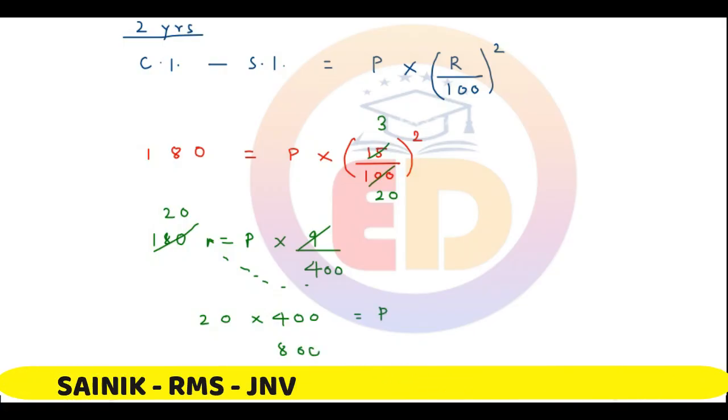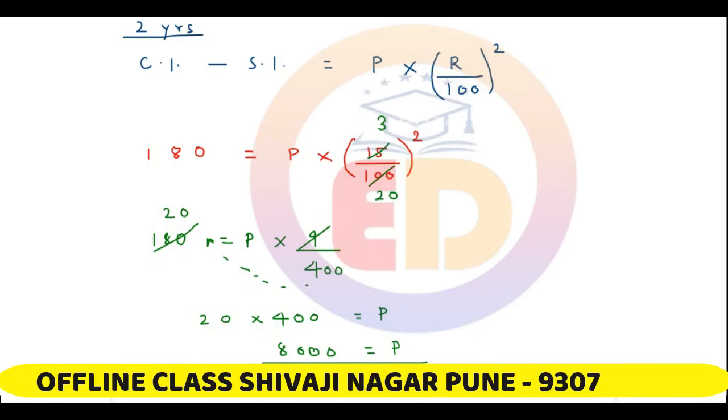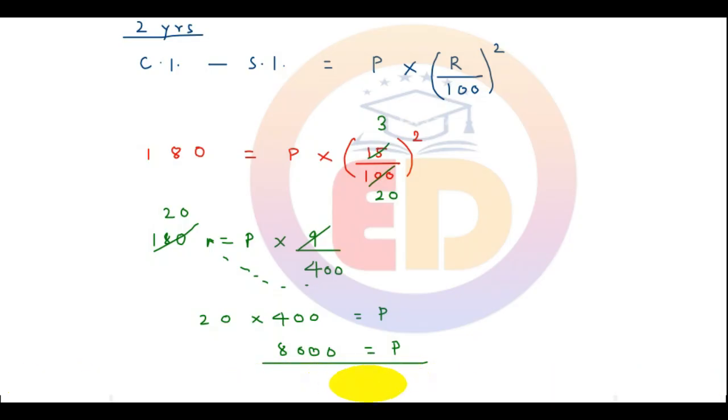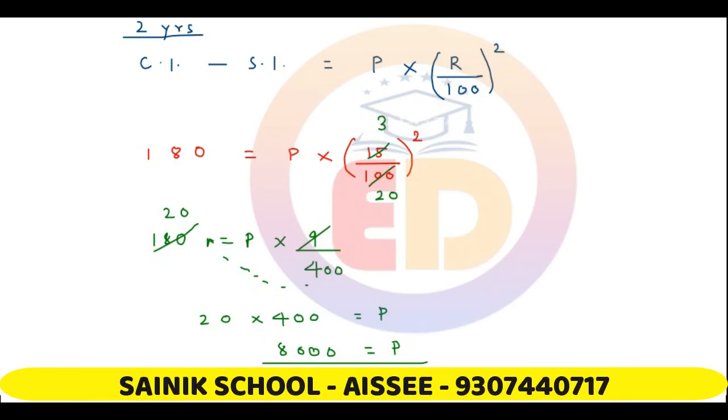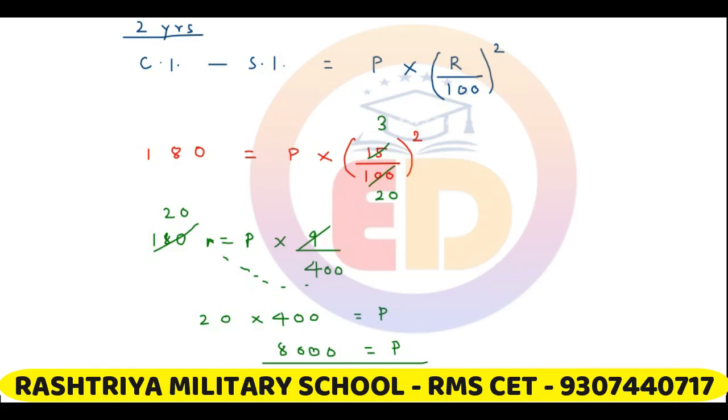So this is another approach of solving such questions, but there is a limitation. The limitation is this formula is applicable only when the time period is 2 years. When the time period is 3 years, the formula will change. 4 years, the formula will change. But most commonly, such questions will be asked only for a time period of 2 years.